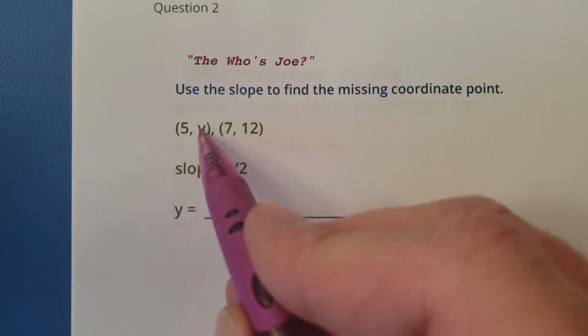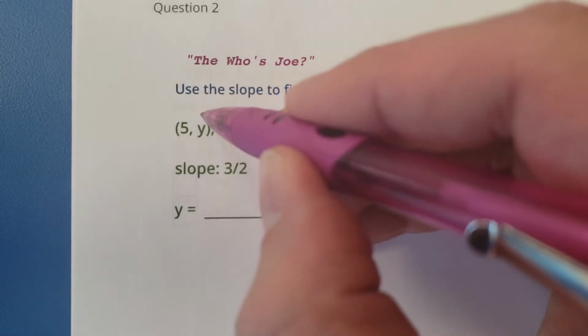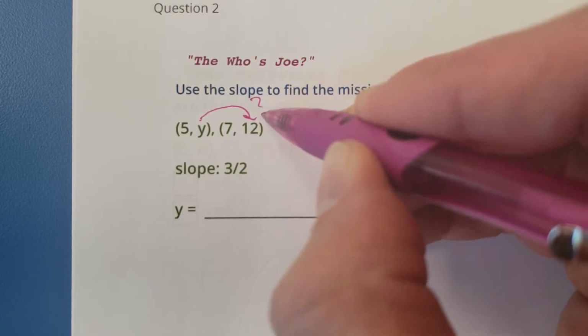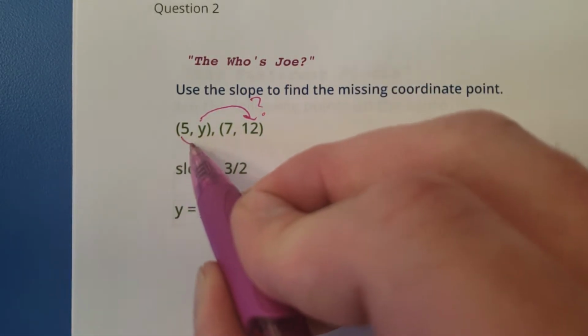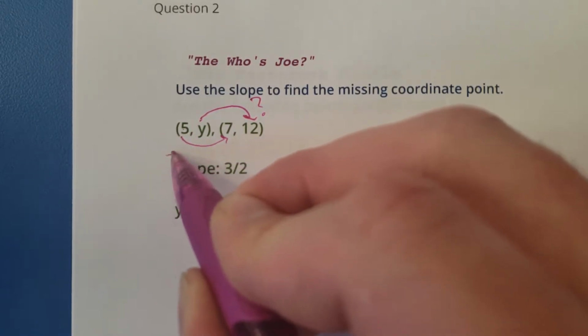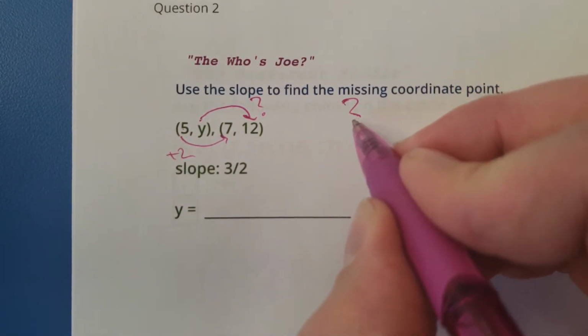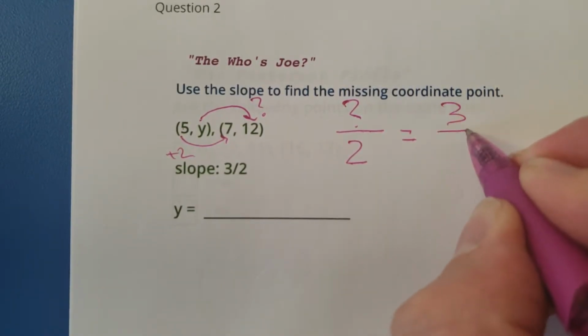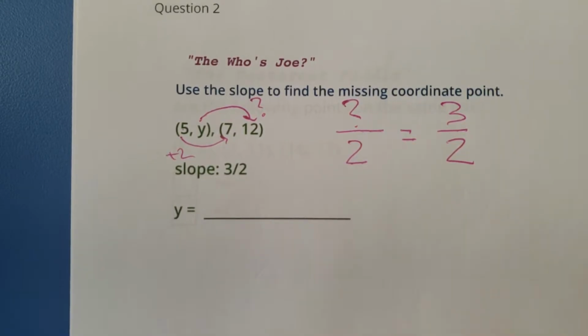So we got to figure out what goes here to make 3/2. So here's what we got to figure out. What does that have to be? And we already have the change in x, so we have 5 to 7, that's plus 2, okay? Change in y over the change in x equals 3/2. I almost spoiled it when I wrote my question mark, whoops.